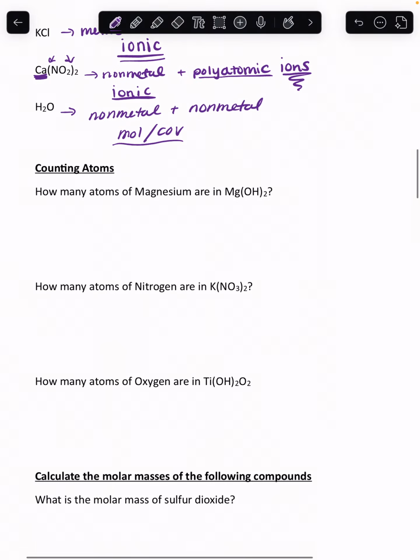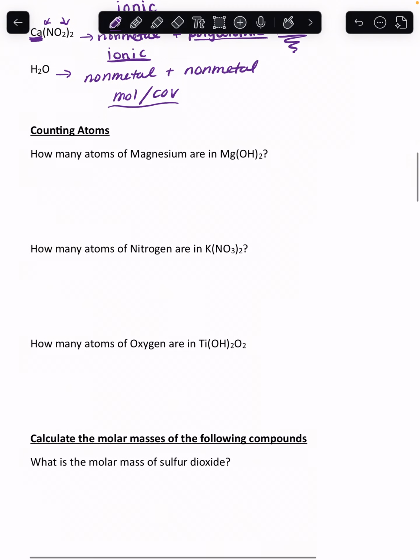Third section, let's see here. We got counting atoms. Okay, counting atoms. First one, it says, how many atoms of magnesium are in MgOH2? It's asking a specific question. It wants you to count your subscripts and tell how many of that certain element is in a compound. So if I'm looking for magnesium, I can literally just look right up here and go, oh wow, magnesium, 1. Just one of them.